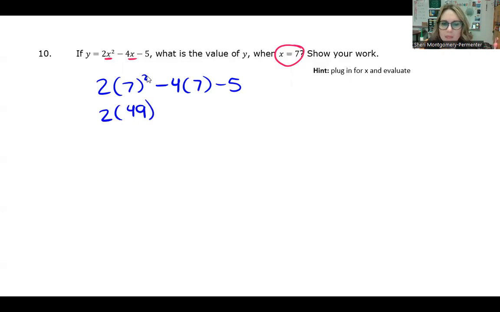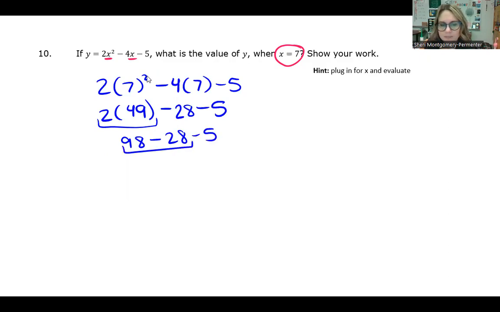49. And what's 4 times 7? 28. So now I can do 2 times 49. What is that? Okay, what's 98 minus 28? And what's 70 minus 5?